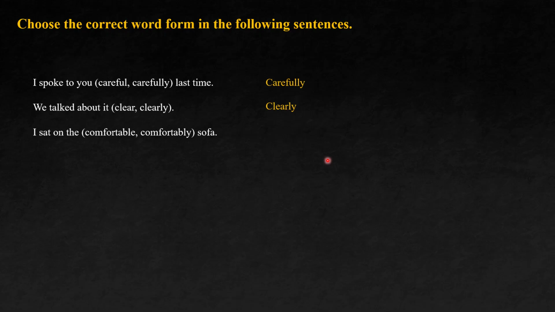So we have the gap here in the center. Then it should be, I sat on the comfortable sofa. I can mention, or else I sat on the sofa comfortably is also fine. But here it is exactly in the middle. As per the statement, it should be comfortable.